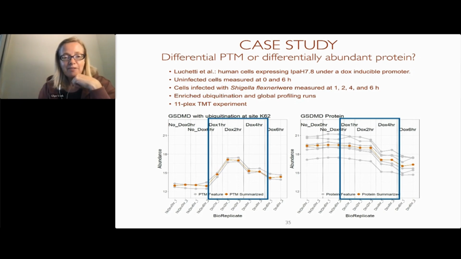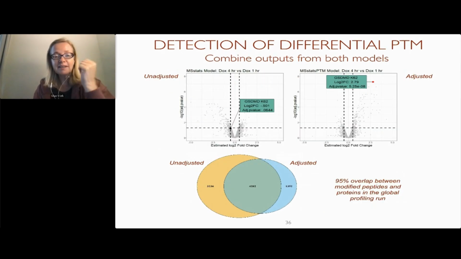But at the same time, on the right-hand side, we look at the overall protein abundance, and we see that it decreases quite a bit between 1 hour and 4 hours. So if we don't adjust for protein abundance, it looks like there is no change in ubiquitination. But if we do adjust for change in protein abundance, it may actually be different. And so this is the result.